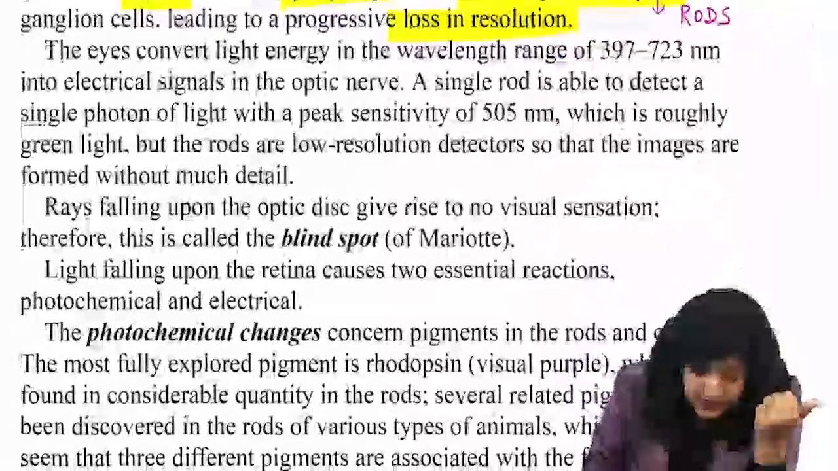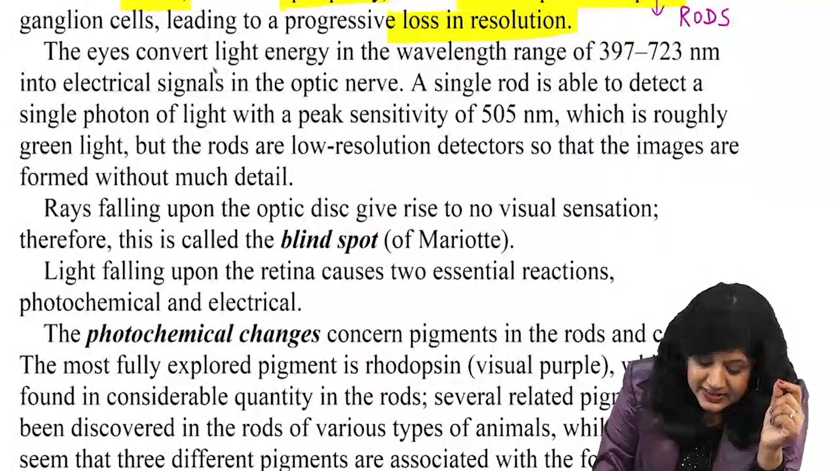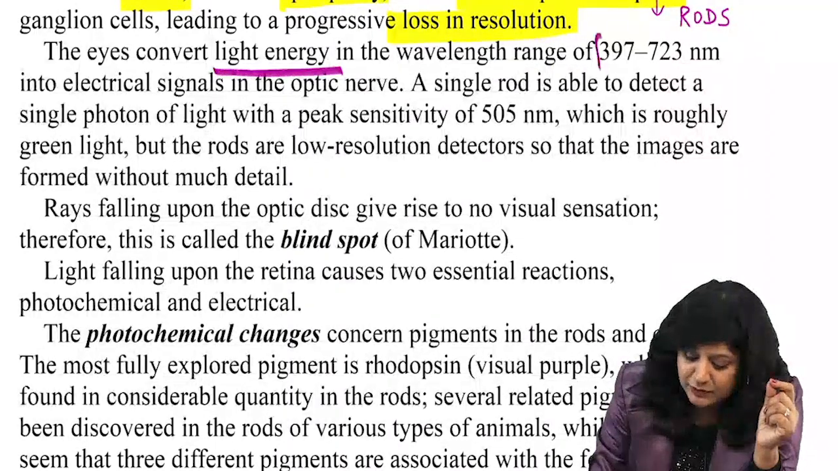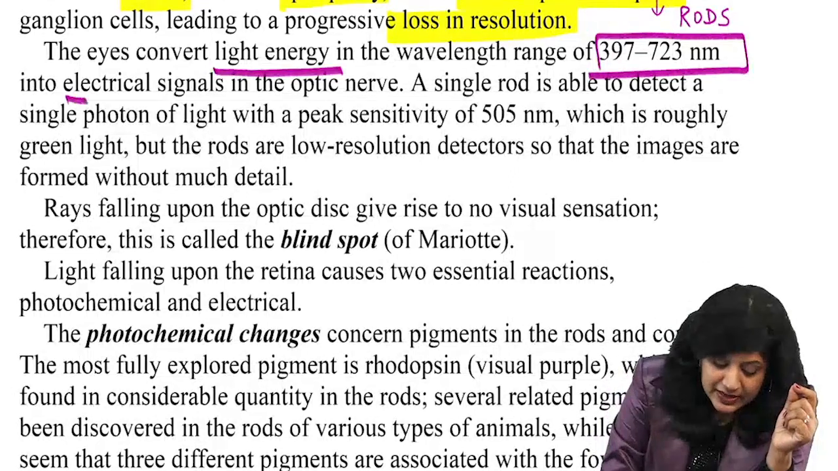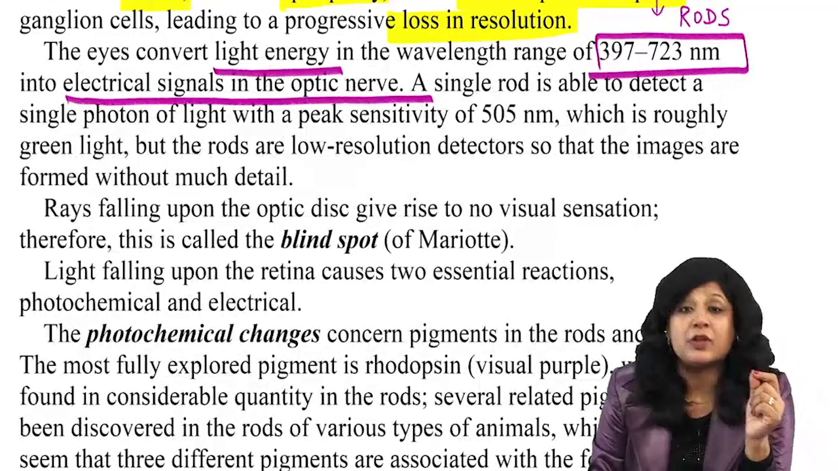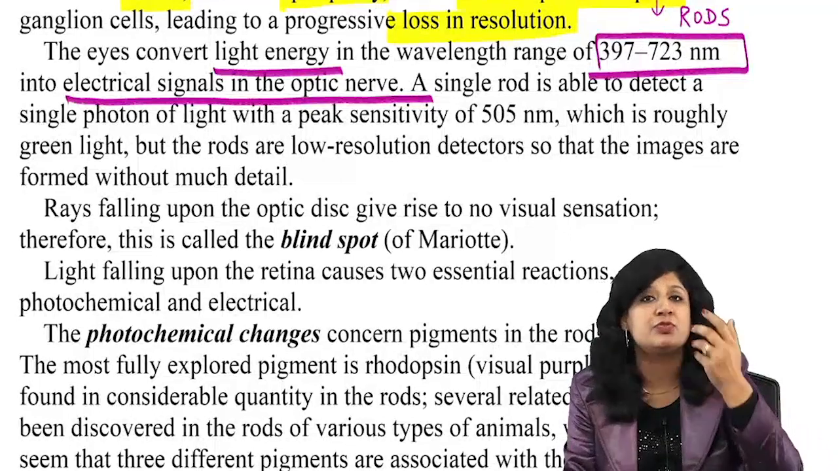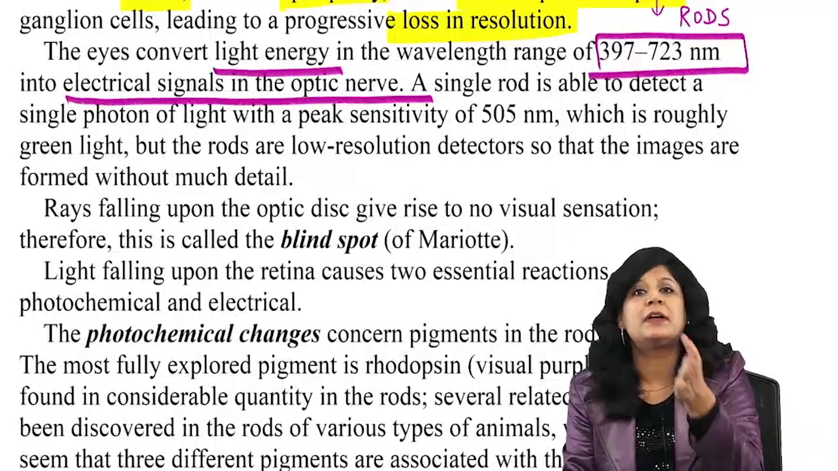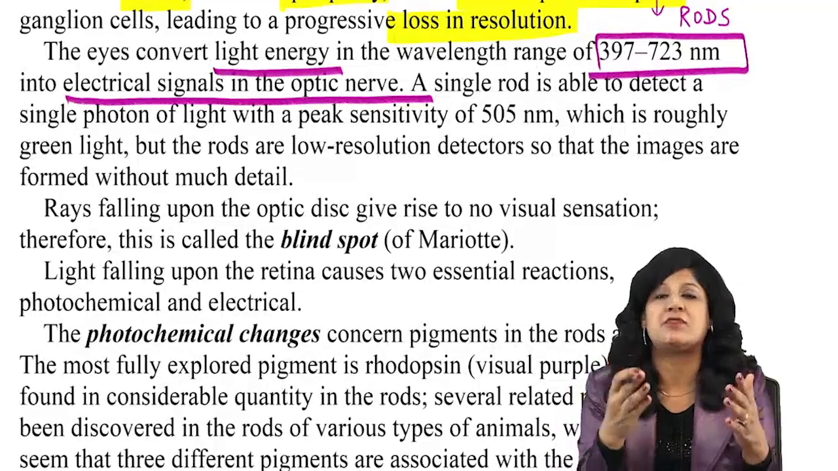Okay. Now, if you look at the next one, the eyes are converting the light energy, which lies in the wavelength of 397 to 723 nanometer, into electrical signals in the optic nerve. Now, this is again a practical concept. Whenever light is entering the eye, it passes through the cornea, the aqueous humor, the lens, the vitreous humor and retina. Up till that time, it is the light wave only.